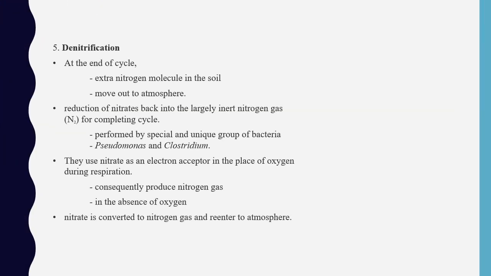Denitrification. At the end of the cycle, extra nitrogen molecules in the soil move off to the atmosphere. Denitrification is the reduction of nitrate back into the largely inert nitrogen gas to complete the cycle. This task is performed by a special and unique group of bacteria like Pseudomonas and Clostridium. They use nitrate as an electron acceptor in place of oxygen during respiration. The denitrifying bacteria use nitrate in the soil to carry out respiration and consequently produce nitrogen gas, which is inert. The process takes place in the absence of oxygen, commonly in waterlogged soils. Eventually, nitrate is converted to nitrogen gas and re-enters the atmosphere.